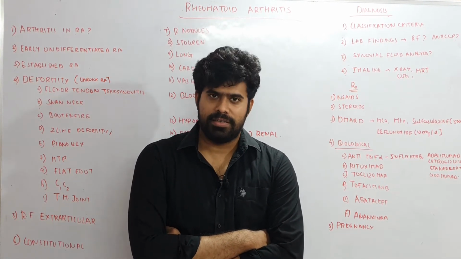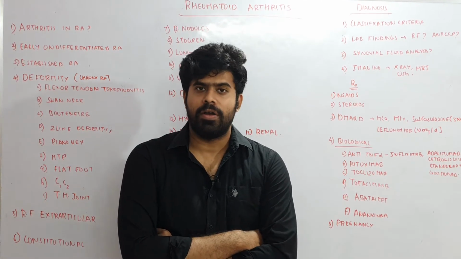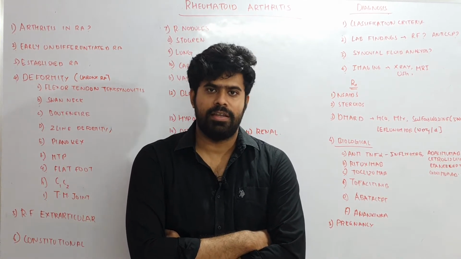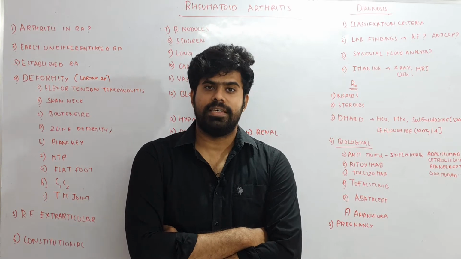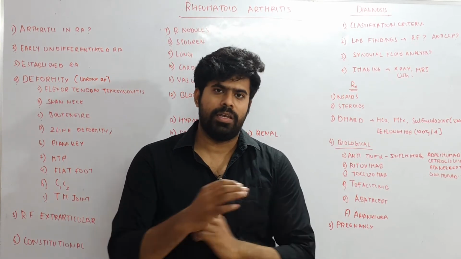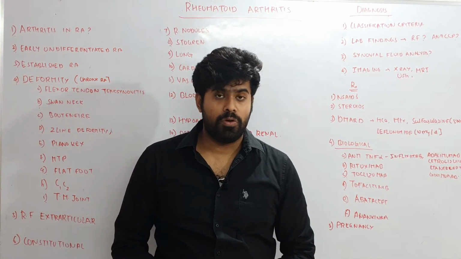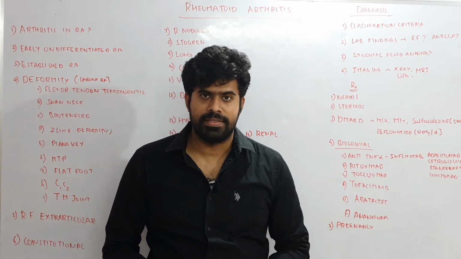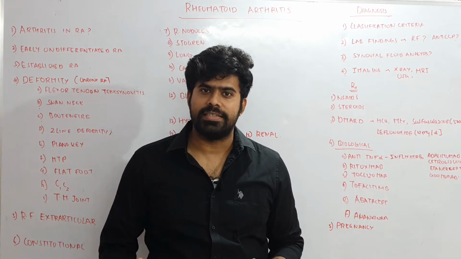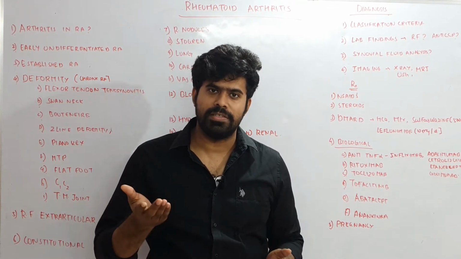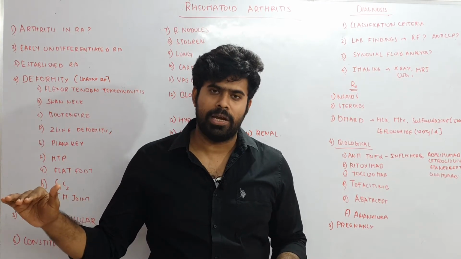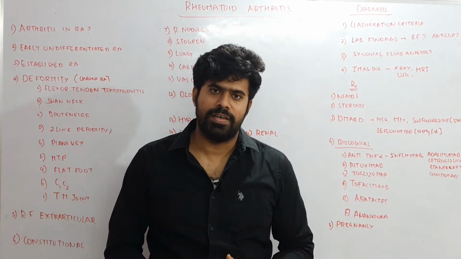Rheumatoid arthritis is one of the most common chronic inflammatory arthritides prevalent in the world. It is more commonly seen in a young female population. 20 to 40-year-old females are more prone to develop rheumatoid arthritis. The prevalence increases from 20 to 50 years, then reaches a plateau and comes down after 75 years of age.